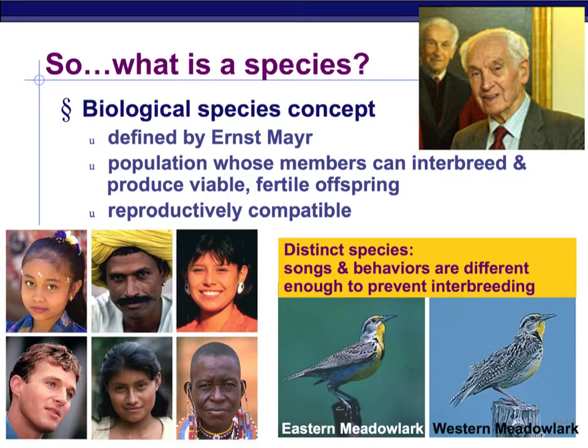I have to be able to recognize you as a potential mate. I have to be able to have children with you, and then those children have to go on, and they themselves should be able to have children later on in life. So again, that's the species concept. It's pretty much what a species is.